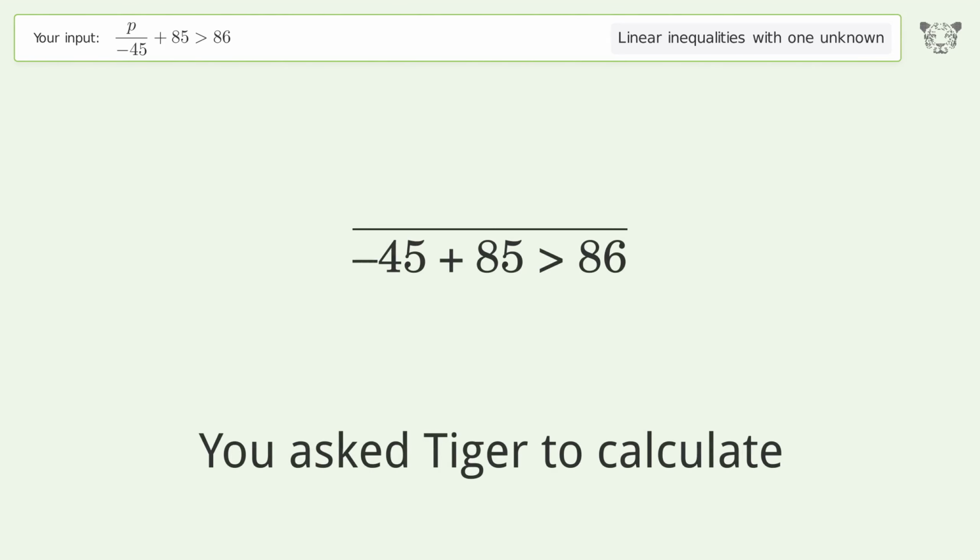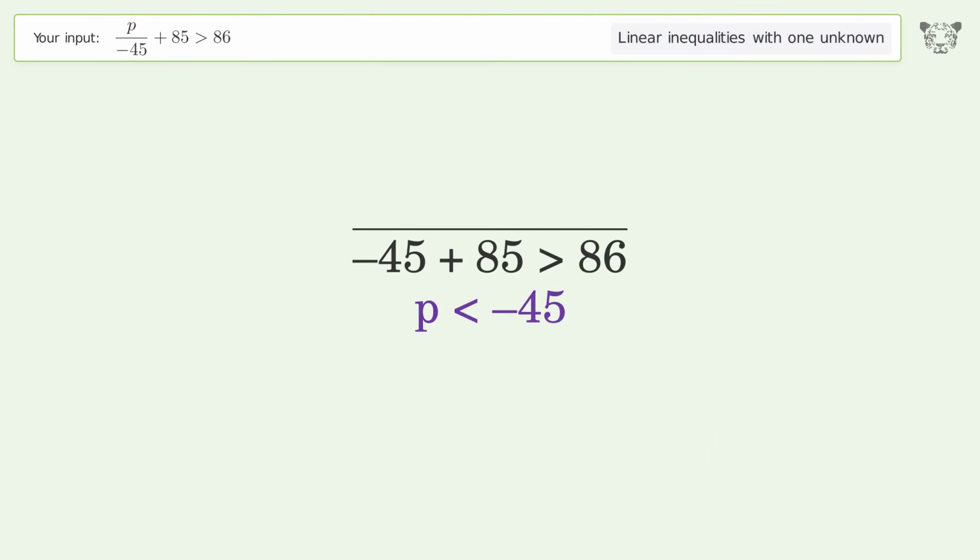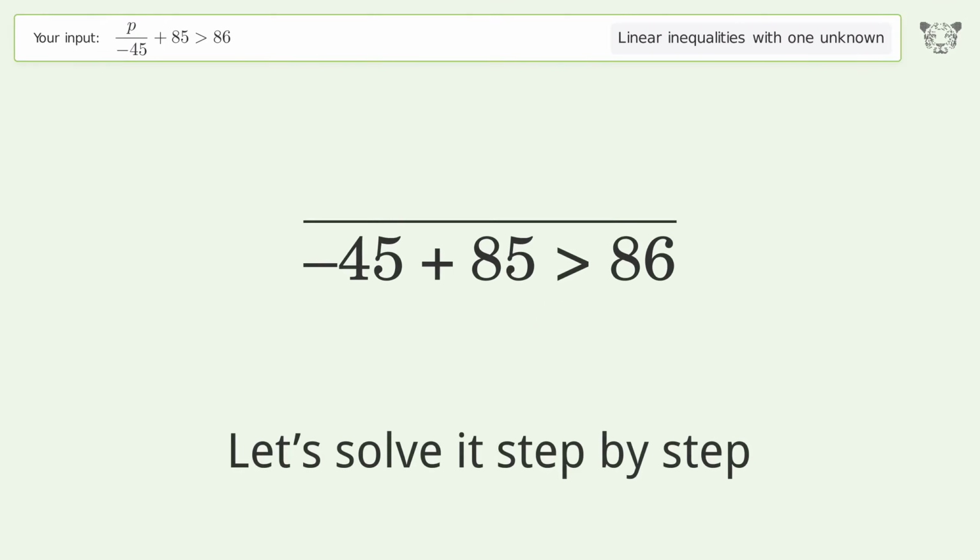You ask Tiger to calculate. This deals with linear inequalities with one unknown. The final result is p smaller than -45. Let's solve it step by step.